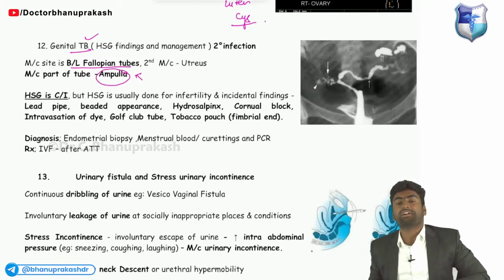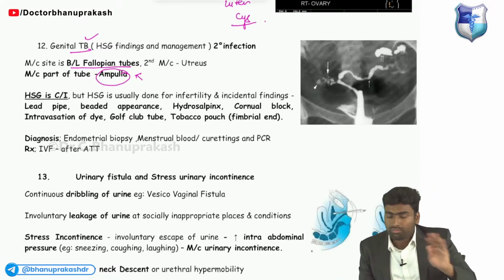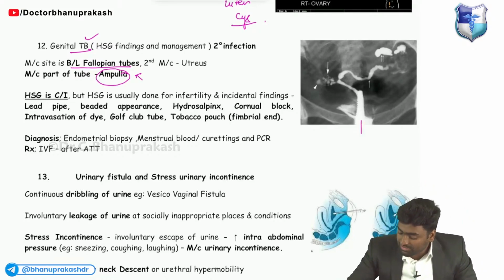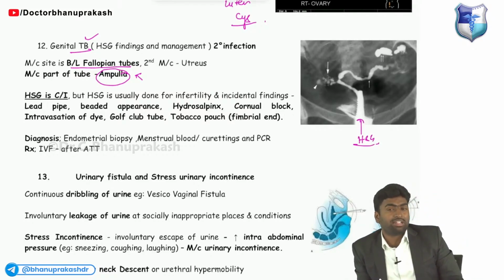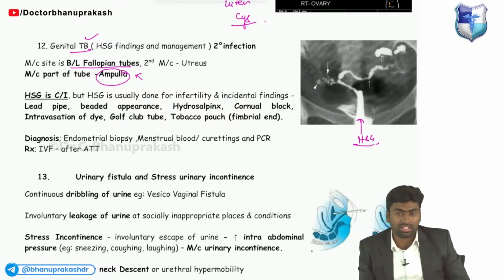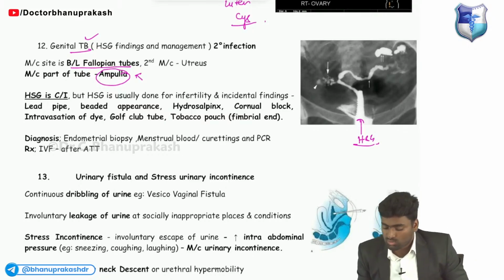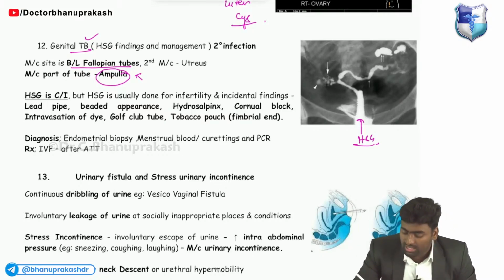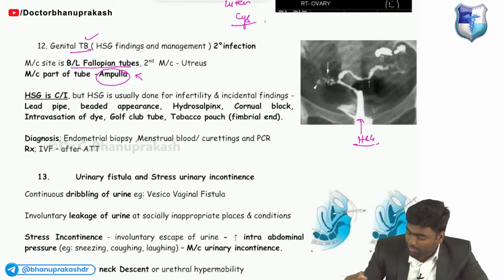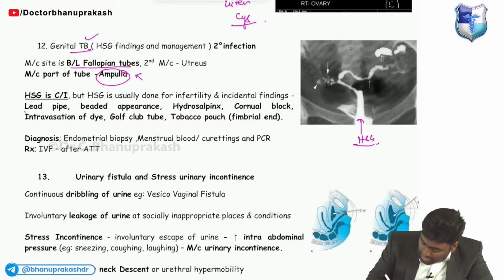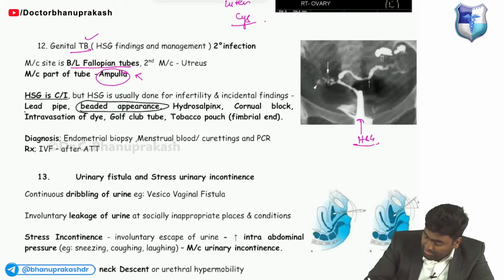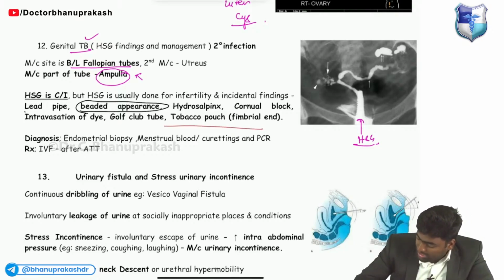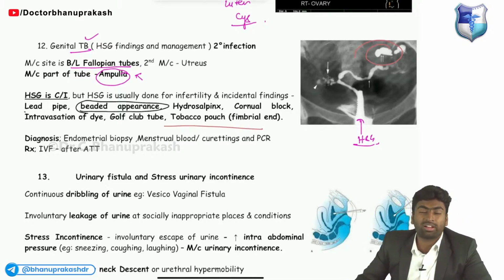So usually in a case of TB, we won't advise this investigation, which is this hysterosalpingography. Like accidentally, for infertility, we use this as one of the modality. So it is being done. So once this is done in TB, it will show this type of appearances. One is known as beaded appearance of this fallopian tube, and there will be this kind of appearance which is known as tobacco pouch appearance.